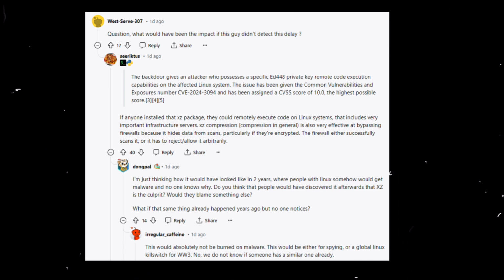Further comments contemplate the potential long-term consequences of the backdoor remaining undetected. One commenter speculates on how long it might have taken for the backdoor to be discovered and what the impact might have been. They raise the possibility of it already being exploited without anyone's knowledge. Another commenter expresses concern about the potential use of the backdoor for spying or launching large-scale attacks on Linux systems. This highlights the potential for widespread damage and disruption. This discussion underscores the critical role of vigilance and expertise in maintaining cybersecurity. It emphasizes the potentially devastating consequences of vulnerabilities going undetected and reinforces the importance of individuals like the Microsoft engineer who discovered the XZ backdoor.